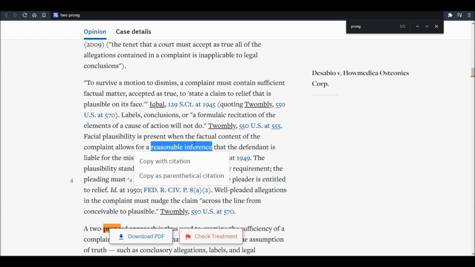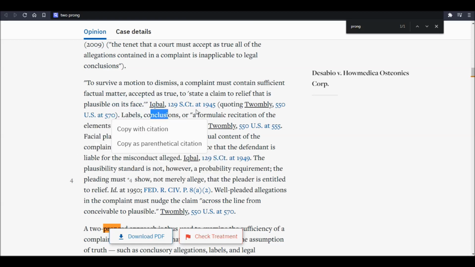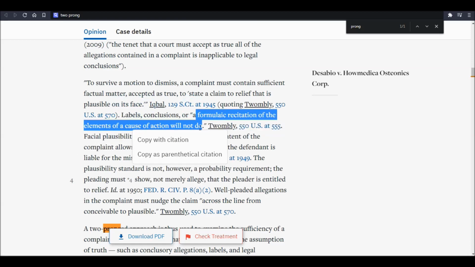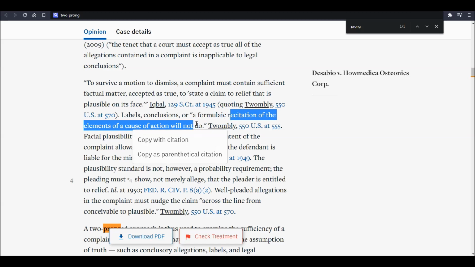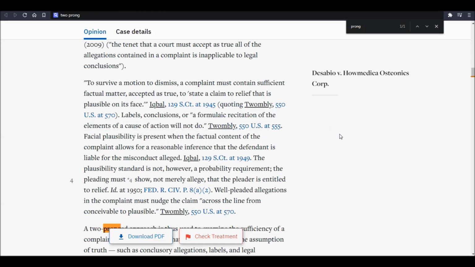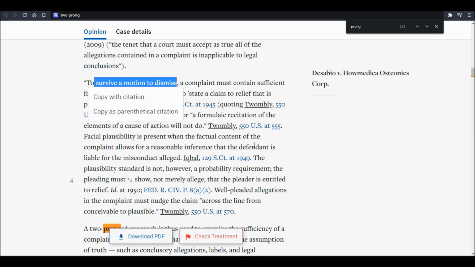So merely stating res judicata's, merely citing case laws is what they consider as labels, conclusion, or formulaic recitation. Meaning you have to demonstrate competency, and if you don't do it, it's just a label, it's just a conclusion, it's just a recitation. In other words, you're just regurgitating something. They don't care about that. Your complaint will not survive a motion to dismiss if you're doing that.